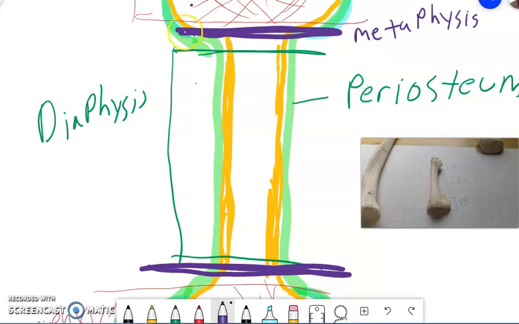So, in children, this is actually going to be hyaline cartilage, and it's the growth region where it can elongate up and down. In adults, there's going to be a seal there. It's a line where the growth plate closes over.